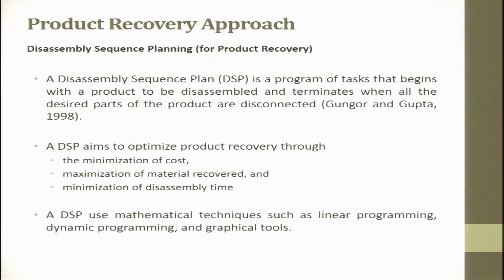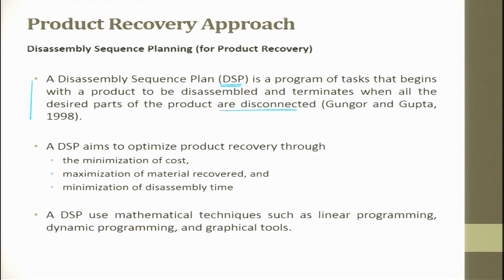The disassembly sequence plan, DSP, is a program of tasks that begins with a product to be disassembled and terminates when all the desired parts of the product are disconnected. So, this is the definition of a disassembly sequence plan. You buy a car, then remove the car part by part by part. That is called disassembly, and it terminates when all the desired parts of the product are disconnected.